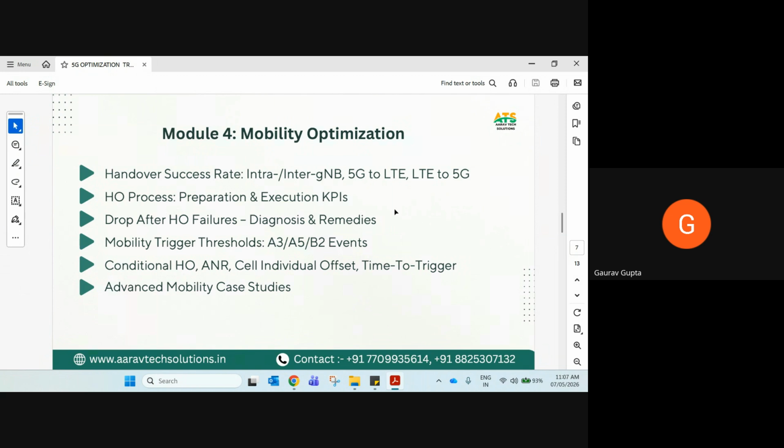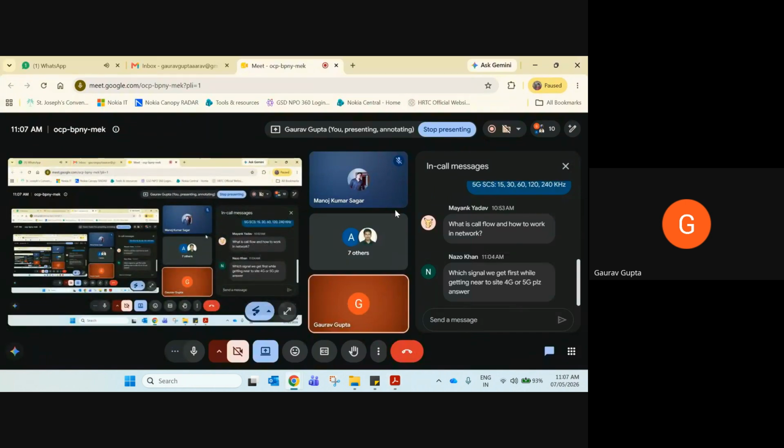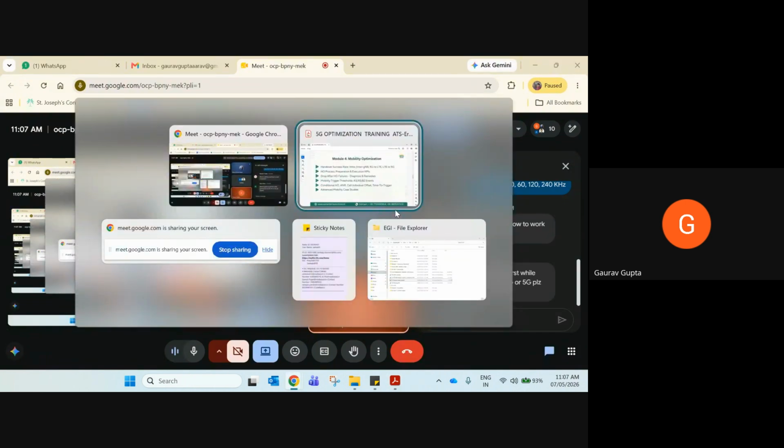Now, as soon as the user moves away from the gNode B, distance-wise, as long as your 5G coverage is in a good range, the user will be latched to the 5G itself. The scenario comes when your 5G coverage level drops. Only in that scenario will it latch back to the LTE. That is the advantage of NSA mode. This is not the case in SA mode, because in SA, standalone, you have the pure 5G network. Okay, so that's how it works. First it will latch to the 5G, and then it will go to the 4G.